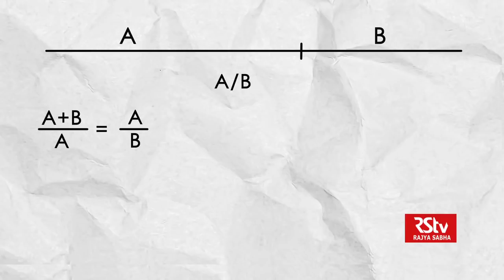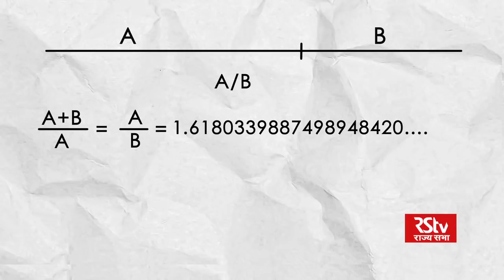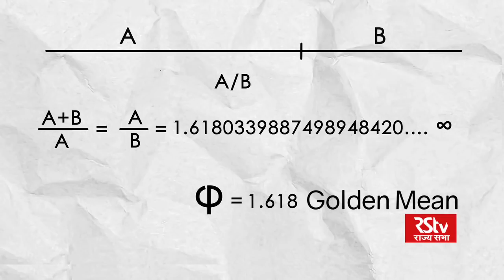And if we resolve this, we get this ratio to be 1.61803398874989484420. The digits go on, and this number is usually called phi. It is usually rounded off to 1.618. This number is known as the golden mean.